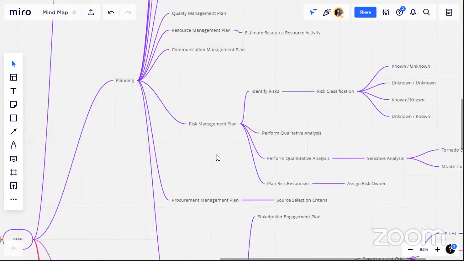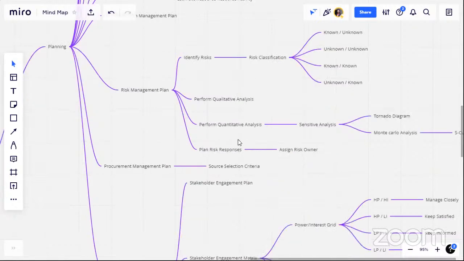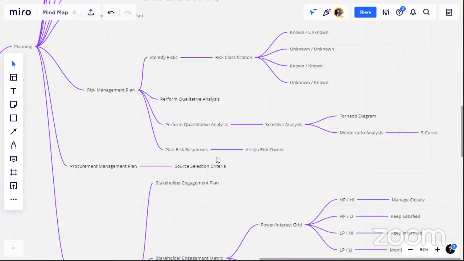Then risk management plan. In planning, we identify risks, we classify risks. So risks are like known-known, known-unknown, unknown-unknown. Then we perform qualitative risk analysis. Then we also perform quantitative risk analysis if need be. In quantitative risk analysis, we do sensitivity analysis using a tornado diagram. We can also use Monte Carlo analysis. And then we have planned risk response.